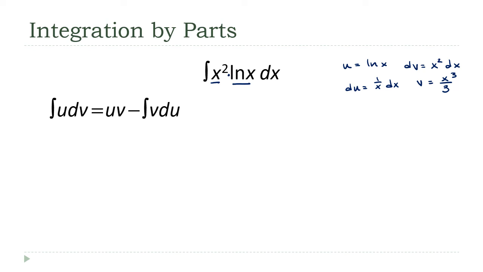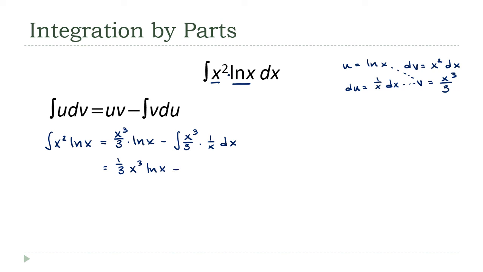Okay, so now let's go to our formula. The integral of x squared log of x is equal to u times v. That's x cubed over 3 times the log of x, minus the integral of v du. So that's x cubed over 3 times 1 over x dx. You see, that's going to work out nicely. That's going to be a monomial, and I know how to do that. So let me clean this up a little: 1/3 x cubed log of x minus, I'm going to bring that 1/3 out just to make my life a little easier, the integral of x squared dx.